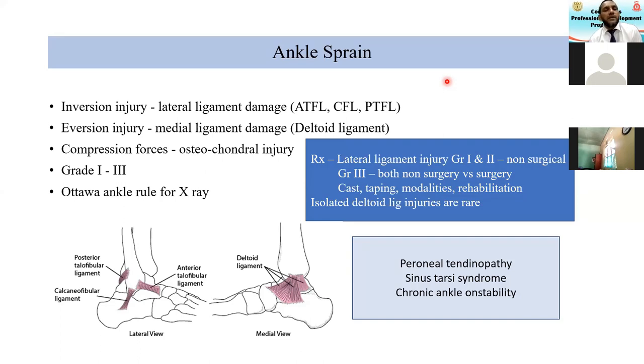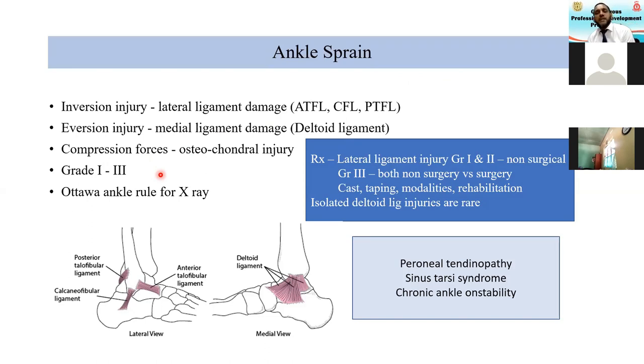There is also a compression force. If there's a compression force, osteochondral injuries should be considered. The injuries are graded from grade 1 to grade 3. For the lateral ligament, a grade 1 injury is just a sprain of the ATFL, whereas grade 2 is a complete tear of the ATFL with a sprain of the CFL. Grade 3 injuries are complete tears of the ATFL and CFL. The management for grade 1 and 2 injuries is always non-surgical.